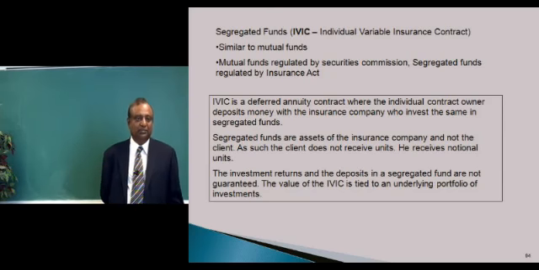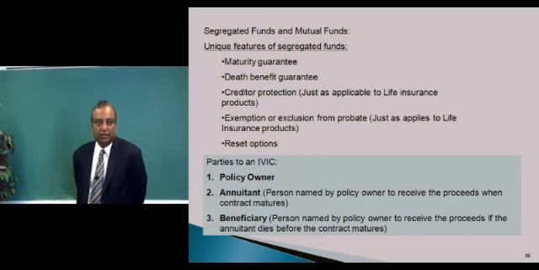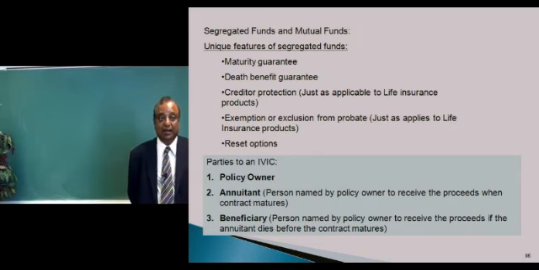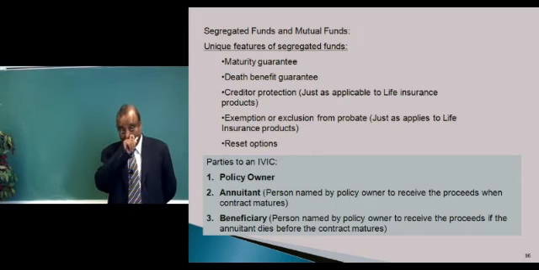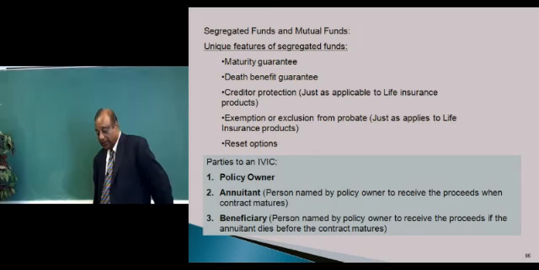But what are the features that a segregated fund offers? A segregated fund offers a maturity guarantee and a death benefit guarantee, which is not offered by a mutual fund. What are these guarantees? We'll discuss that. But before that, let us look at the contract.